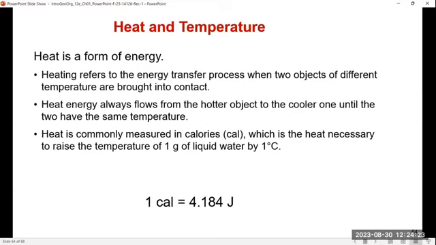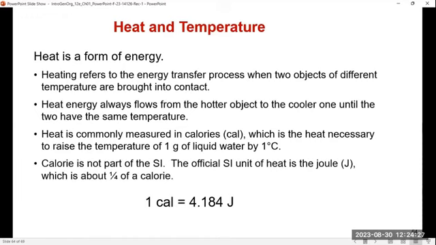Calorie is not used in scientific work. We normally use joules. A joule is about 1/4 of a calorie. 1 calorie is equal to 4.184 joules, therefore a joule is about 1/4 of a calorie.